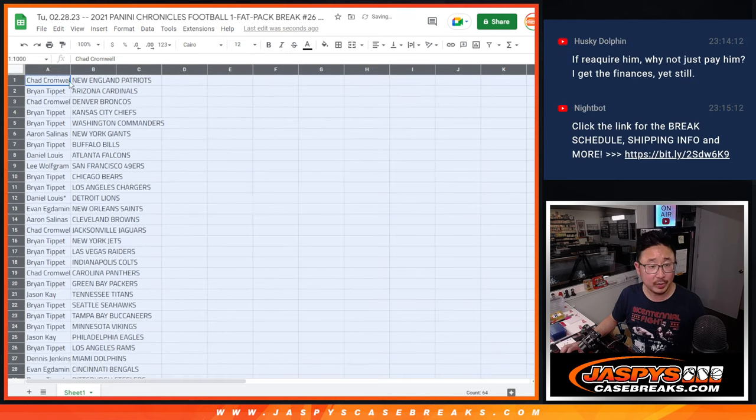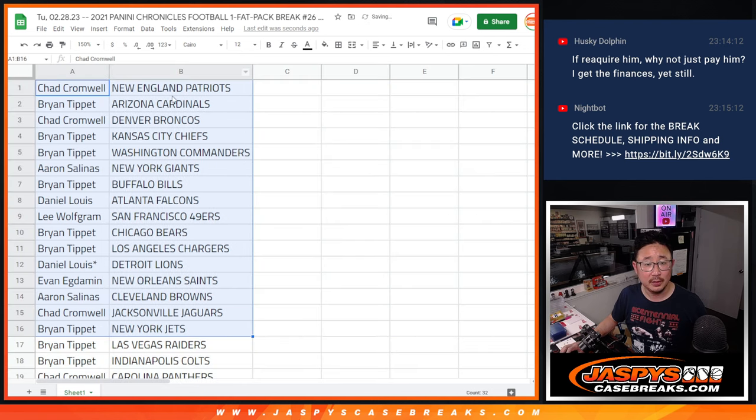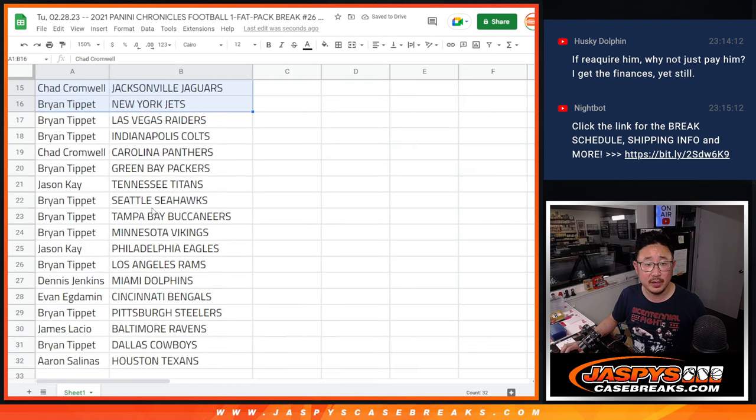All right, so no trade windows in these little filler packs. Let's just get right to it. There's the first half of the list right there, and there's the second half right there.